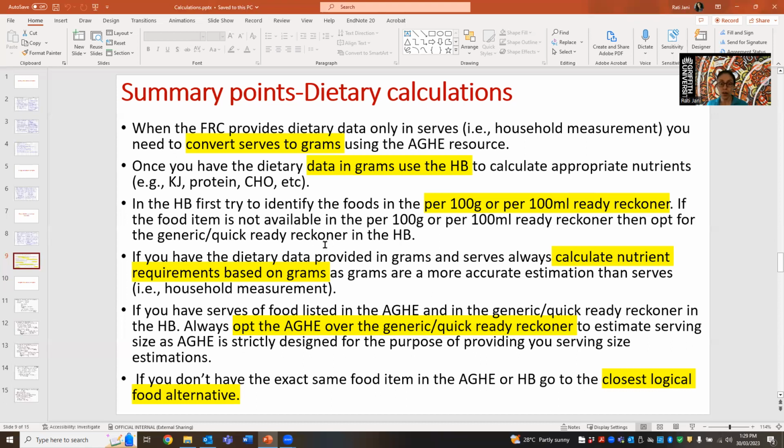Okay? All right. So if you don't have the exact food item in the Australian Guides to Healthy Eating or handbook, what is the last take-home message? Use the closest possible logical food alternative to that food item. Okay, and all of these examples have been covered in part 1 of the video recording, but this is again a quick summary point.